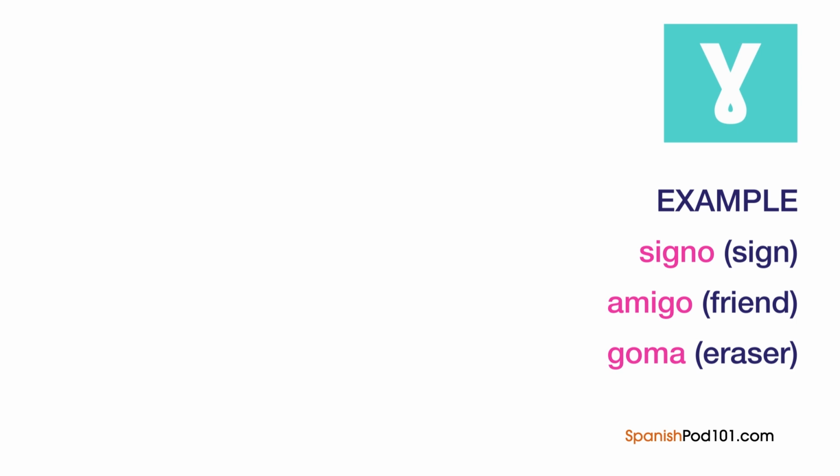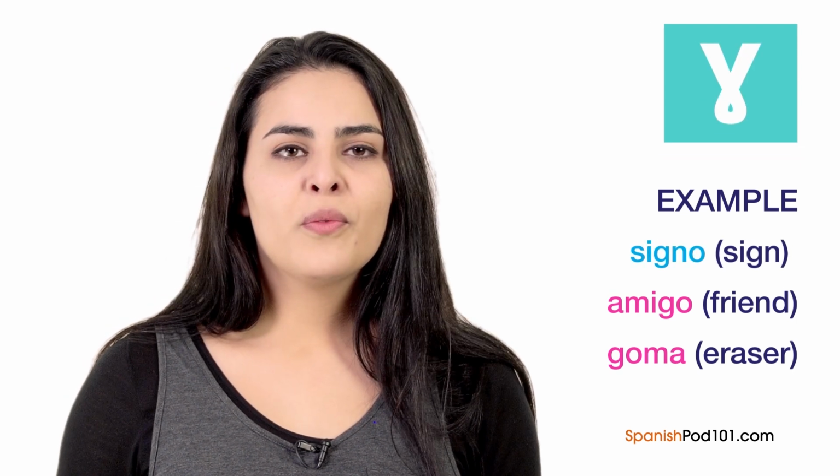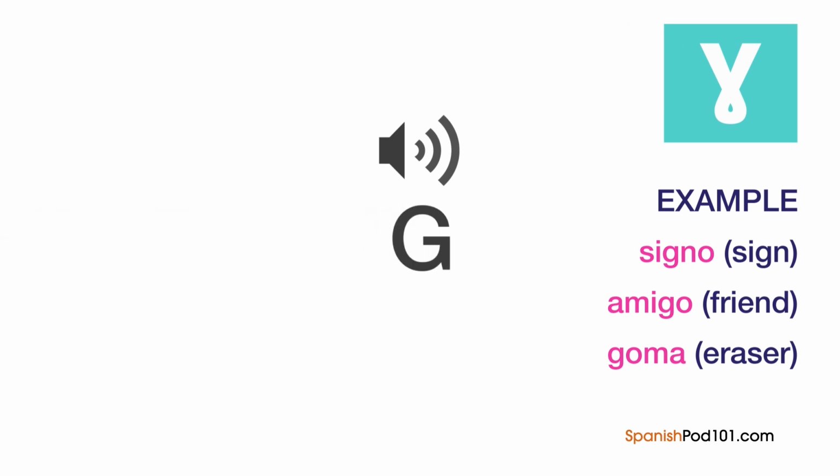The next consonant is G, signo, amigo, goma. This consonant sounds like a continuous G sound. One trick to pronounce this sound is to pretend that you're saying a G, but instead of making full contact and releasing the air in a single burst, try to lightly contact the back part of your mouth with the back part of your tongue, and then allow air to seep through the small opening. It should almost sound as if you were gargling.